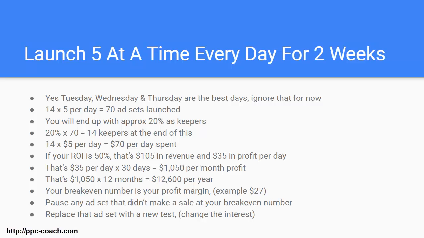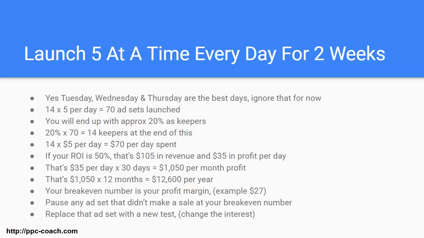Okay, so you end up with approximately 20% as keepers, all right? That's 1 out of 5. That's very, very conservative, and I'm going conservative on purpose. Usually when I launch them, it'll be like 3 out of 5 that'll work. So these numbers are based on this, but your numbers can be higher. They can also be lower.